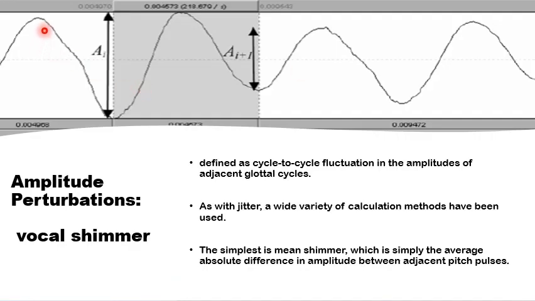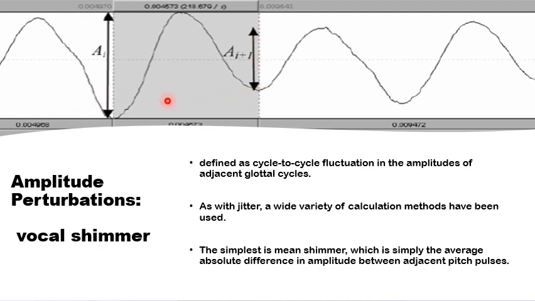The amplitudes of consecutive glottal cycles are not always entirely symmetrical. Sometimes there would be small changes in the amplitude between these consecutive cycles, and if these changes in the amplitude exceed a certain threshold, they become an indication of voice pathology. The amplitude perturbations are called vocal shimmer and are defined as cycle-to-cycle fluctuations in the amplitude of the adjacent cycles.